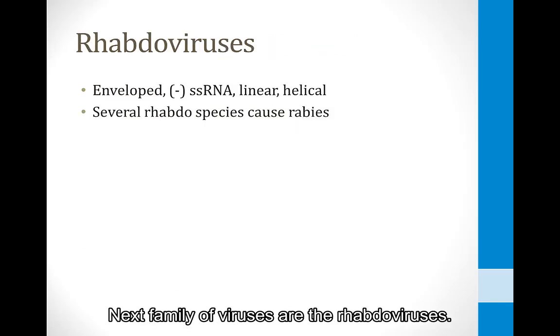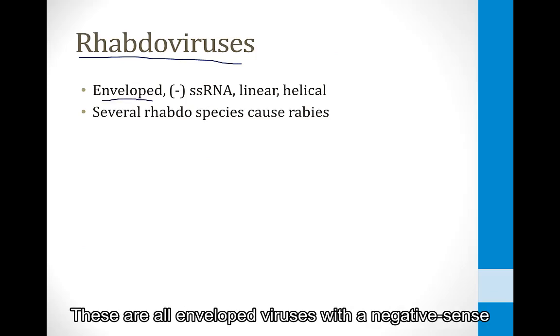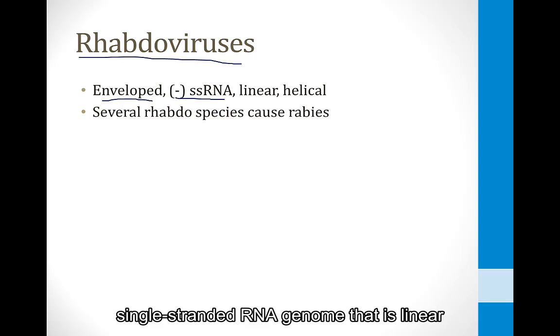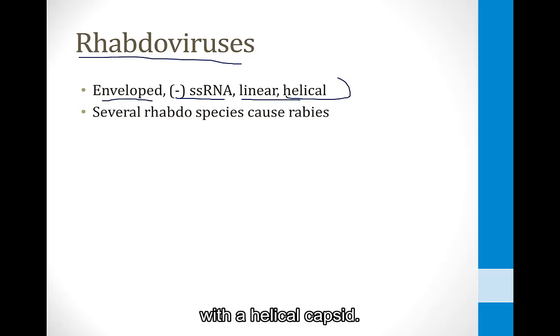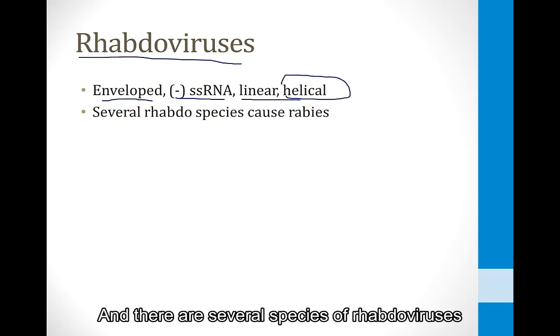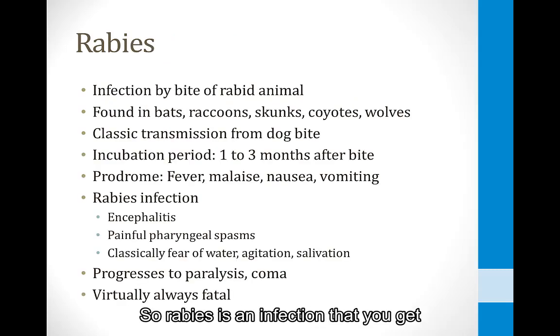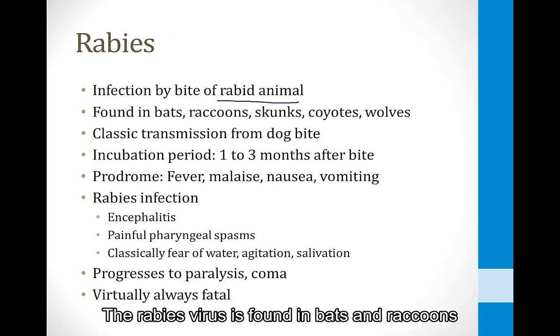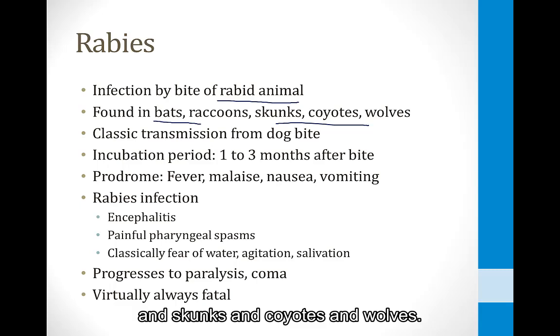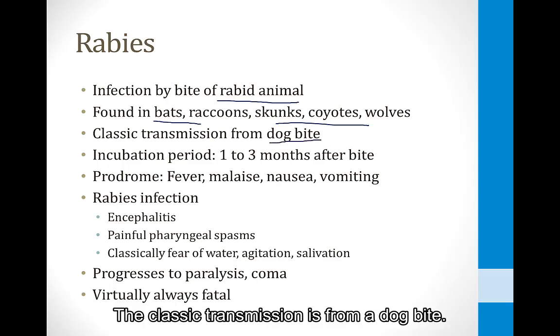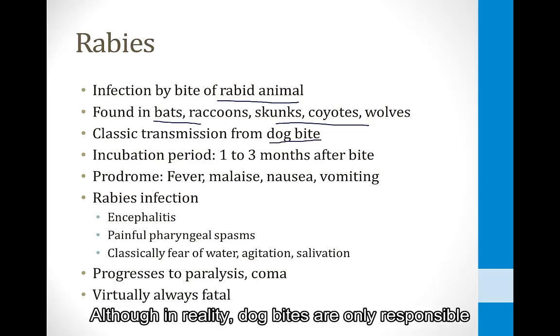Next family of viruses are the rhabdoviruses. These are all enveloped viruses with a negative sense single-stranded RNA genome that is linear with a helical capsid. There are several species of rhabdoviruses, and they all cause the clinical syndrome of rabies. So rabies is an infection that you get from the bite of a rabid animal. The rabies virus is found in bats and raccoons and skunks and coyotes and wolves. The classic transmission is from a dog bite, although in reality dog bites are only responsible for a small number of rabies infections.